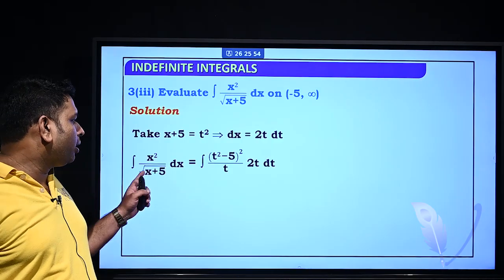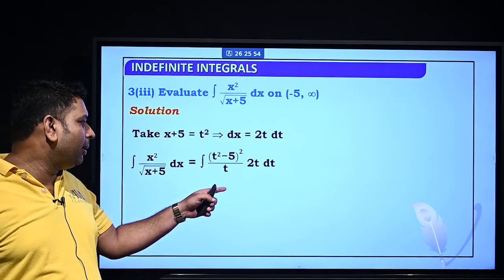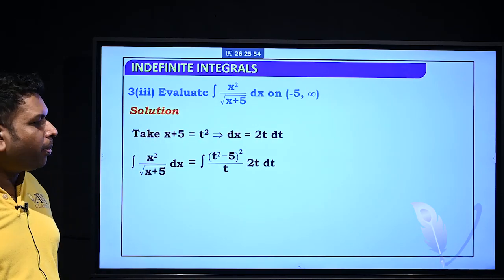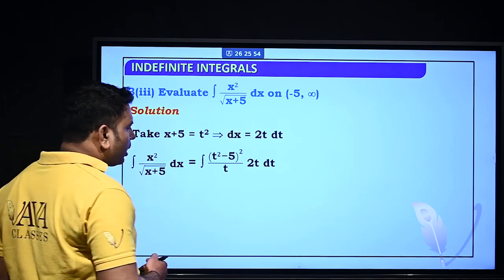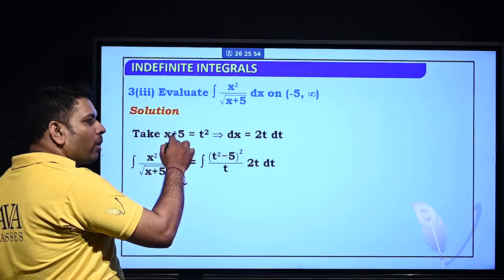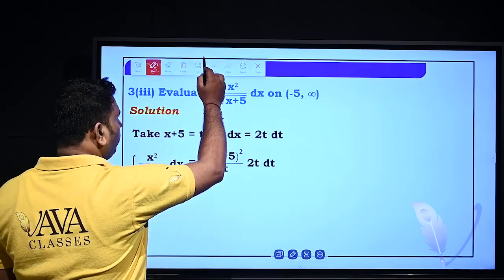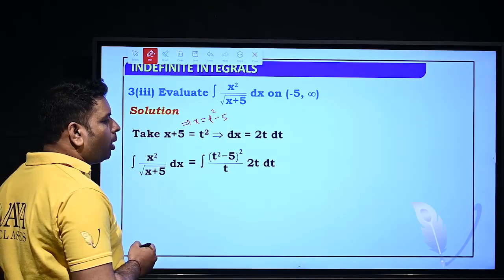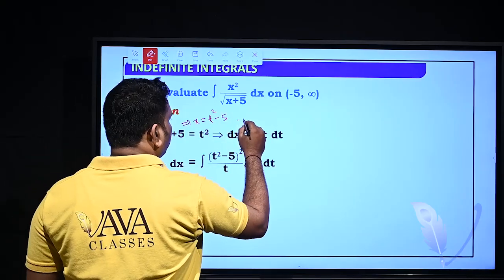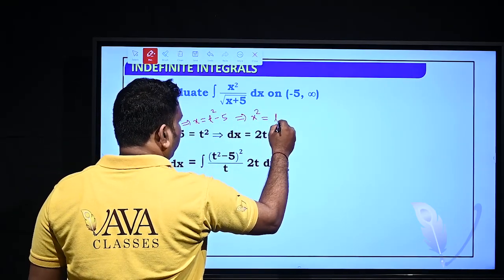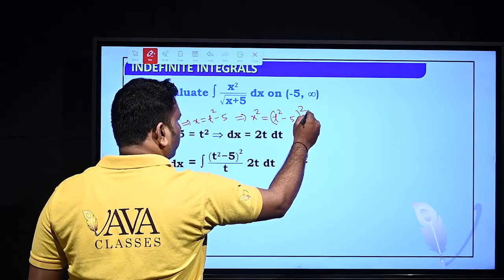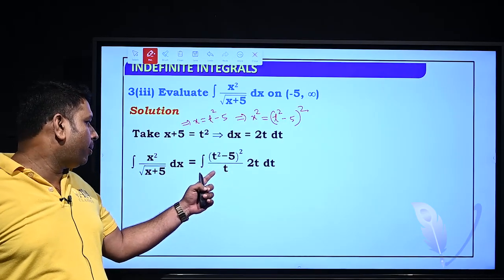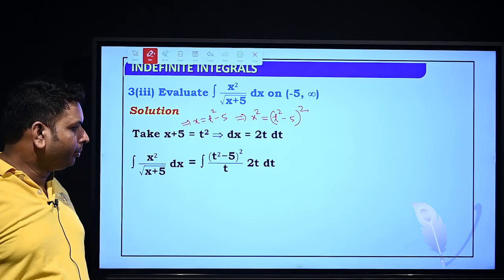So this equals integration of, the square root of x plus 5 is the square root of t square, which is t. And x square: since x plus 5 equals t square, x equals t square minus 5. From here you can see x equals t square minus 5, so x square equals t square minus 5 whole square. So this equals integration of t square minus 5 whole square by t, times 2t dt.